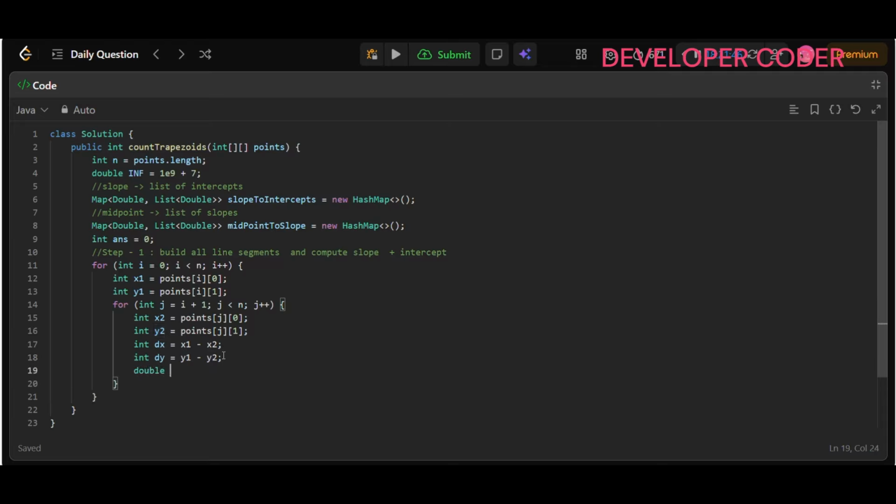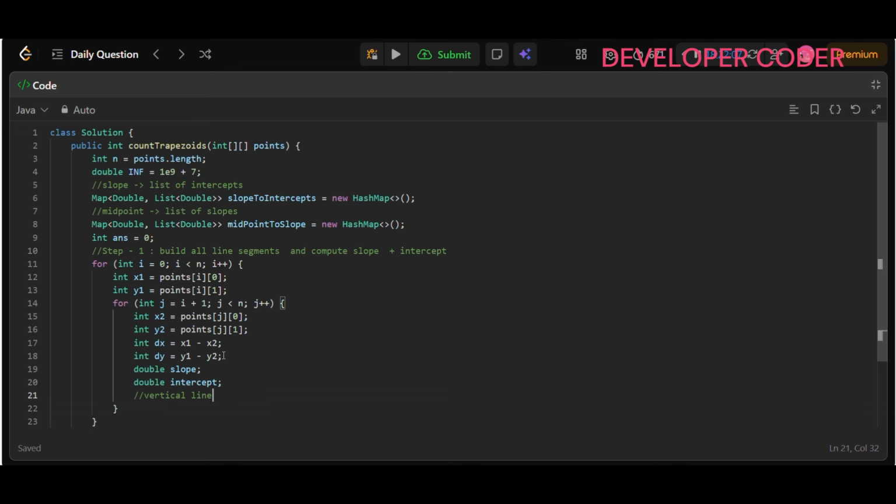So now we have to calculate the slope. I'm creating double slope, that is why I'm using double here, because I'm dividing now. Double intercept, right? So here, vertical line, right? Vertical line. So in a vertical line, actually what will happen?